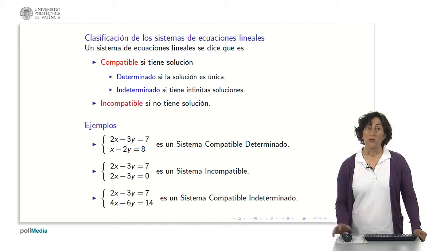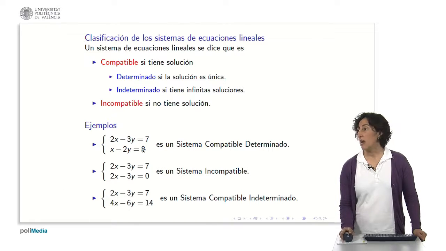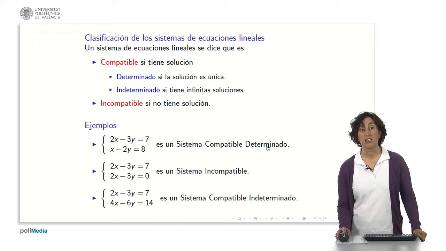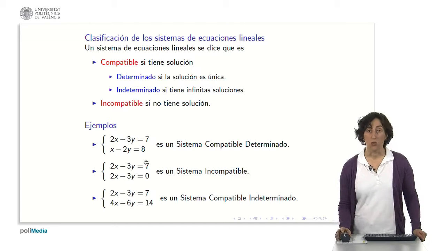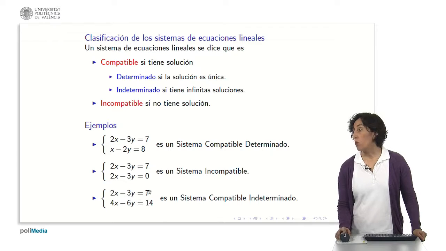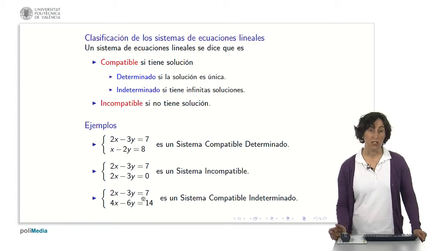For example, the ones we have seen previously, the first one of them, which had a single solution, if you remember, x = -10, y = -9, is a determined consistent system, since it has a solution and it is the only one. The second one of them was an inconsistent system, since it did not have a solution. And the third one we have put was an indeterminate consistent system, since it had infinite solutions depending on, in this case, an alpha parameter or any real number.